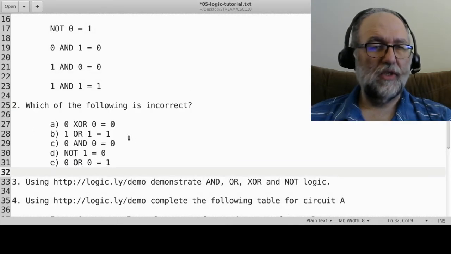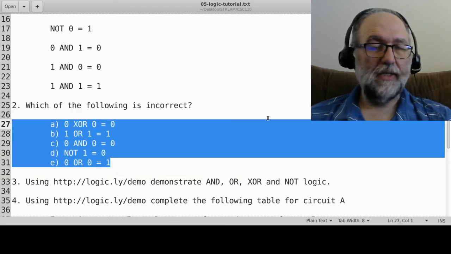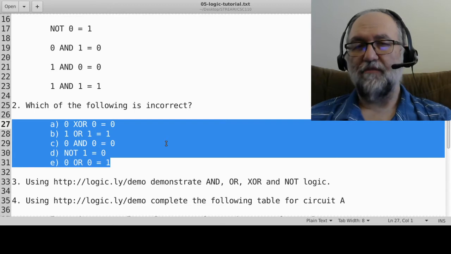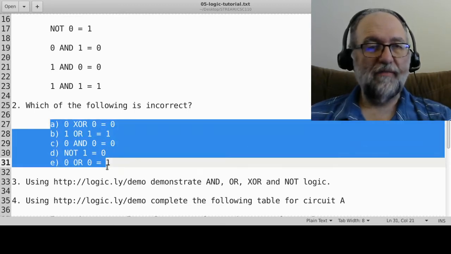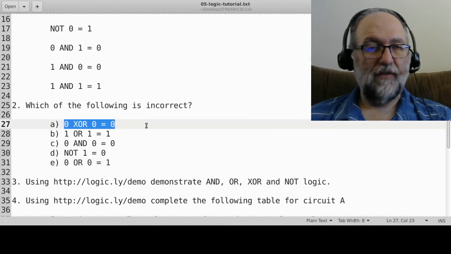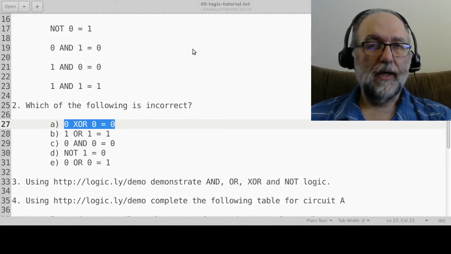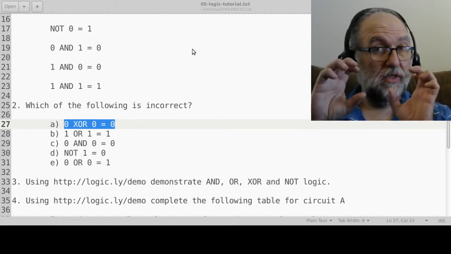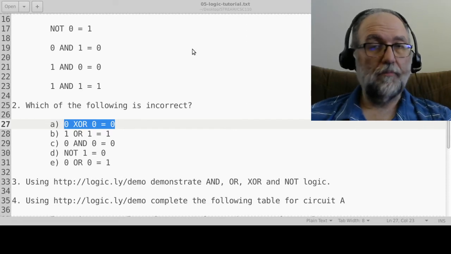The way I ask the questions is I say basically which of the following is incorrect. So I'll give you 5 possibilities, and you have to go through all 5 possibilities and figure out which one is incorrect. Okay, so which of the following 5 is going to be incorrect? So you take a look at the first one, 0 exclusive OR 0. Is that correct? It is. Okay, 0 exclusive OR 0 is just like 0 or 0, and neither of them are 1, so you get a 0. Okay, so that one is correct.